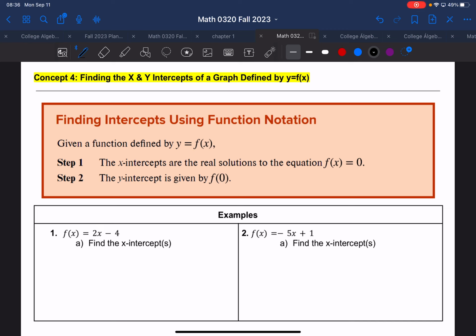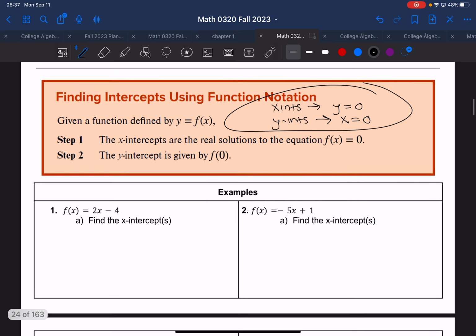So another way to write this, it's saying that the x-intercepts is when y equals 0. And the y-intercepts is when x equals 0. So think the opposite. So if we need to find the x-intercepts, we need to plug in 0 for y. If we need to find the y-intercepts, we need to plug in 0 for x. Okay? This is the shortcut version of what this just said.